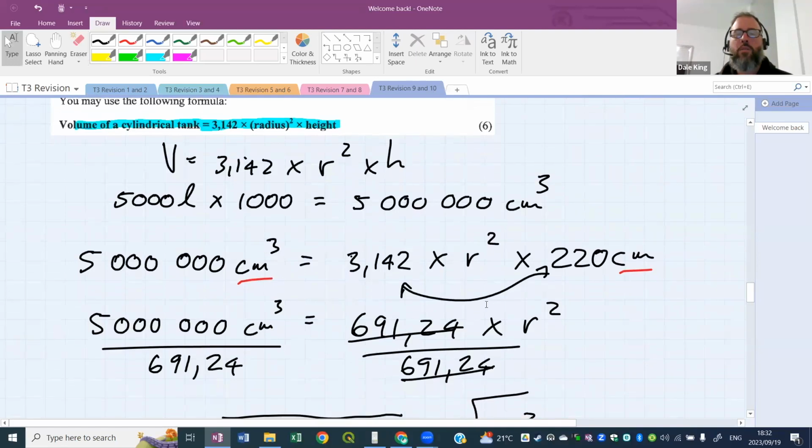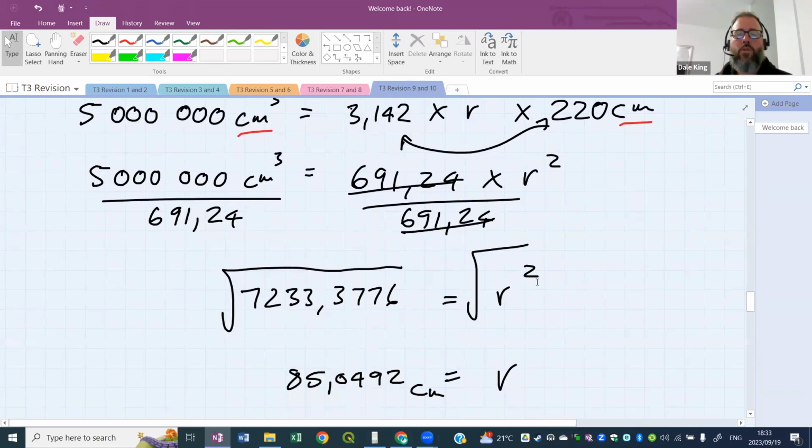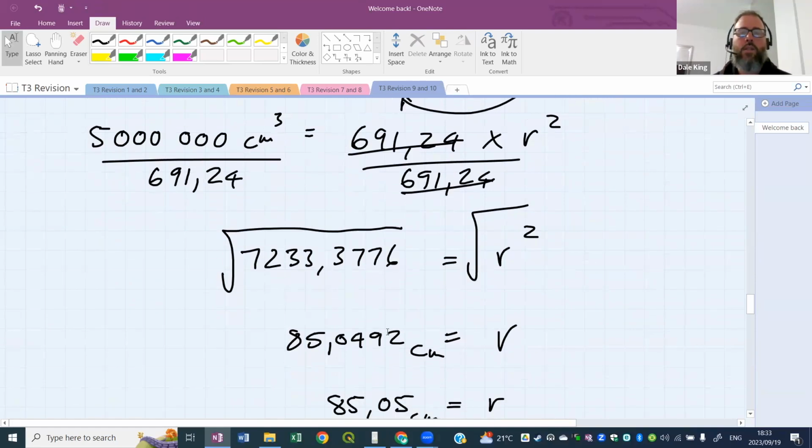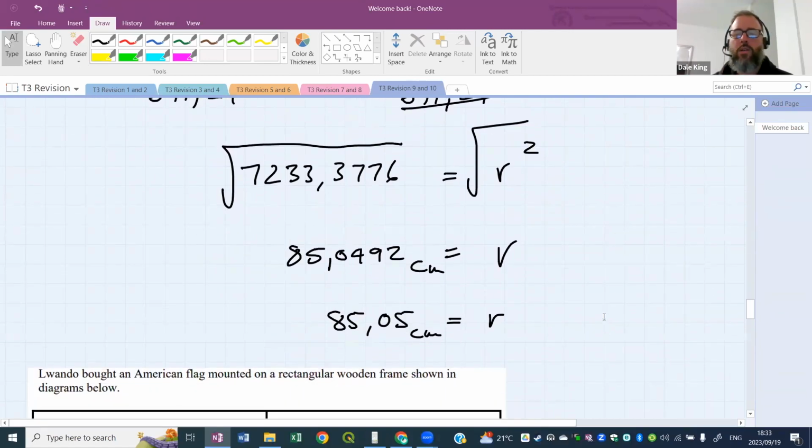First, Ben said, join the numbers up to make one number, 691,24, then divide by the 691,24. We're left with r squared, so square root it, square root both sides. Remember, what you do on the one side, you've got to do on the other side. A rule for equations. All right, well done. Good job.